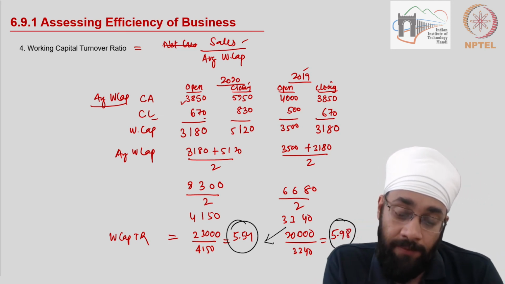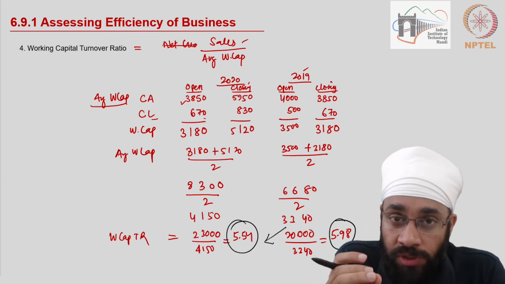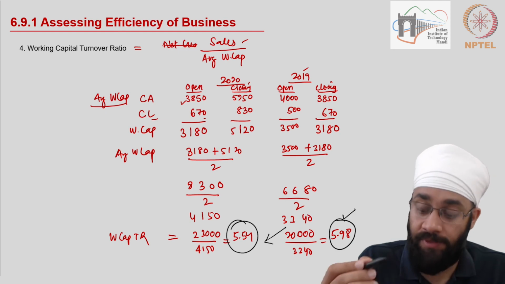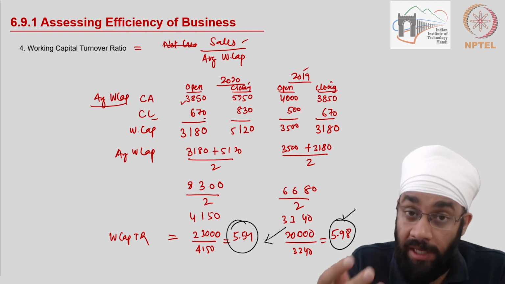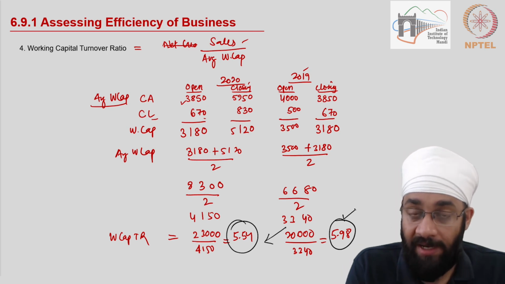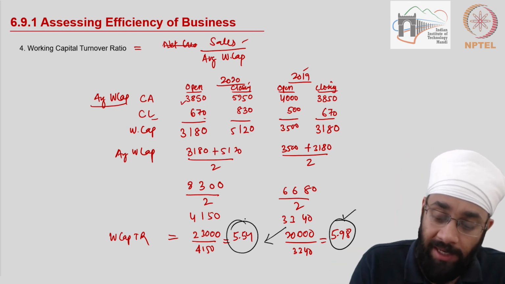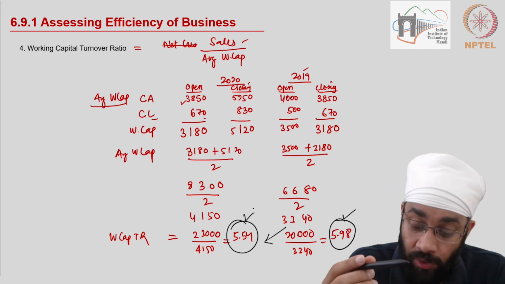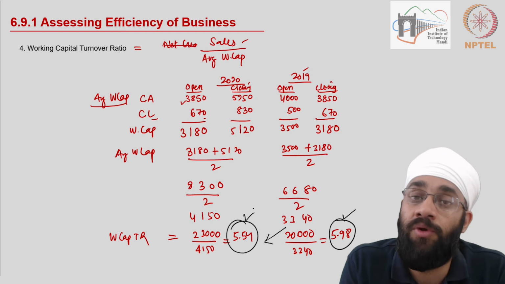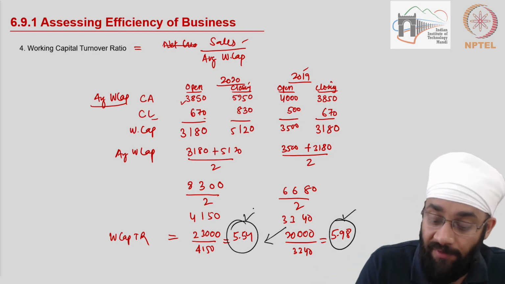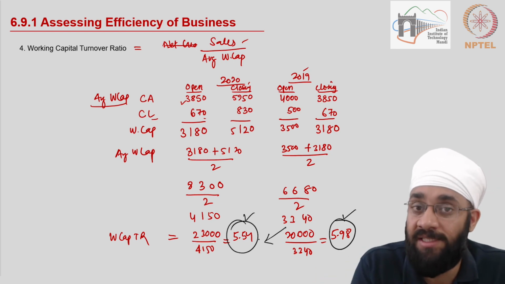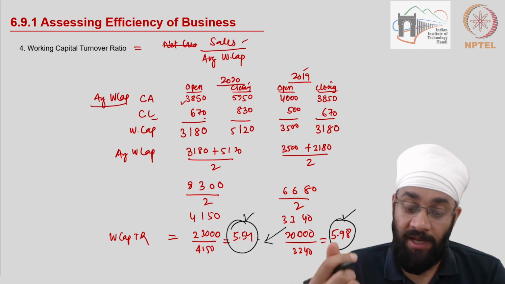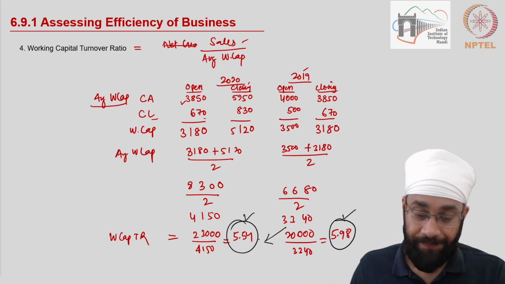It means in the previous year we were able to generate a sale which was about 6 times the amount of working capital investment that we had to do. And in this year, in 2020, we are able to generate only 5.5 times. We are able to generate sales which are only 5.5 times the amount invested in the working capital. So we have become slightly less efficient in terms of using our working capital to generate sales. That is what this ratio means.